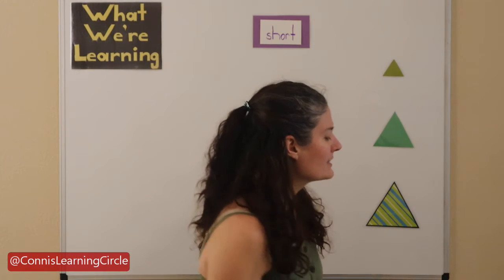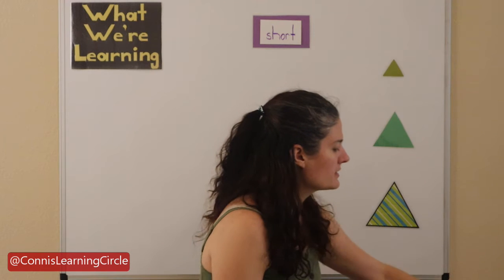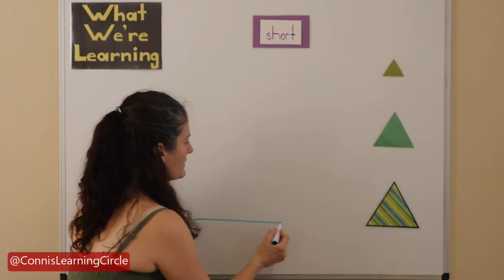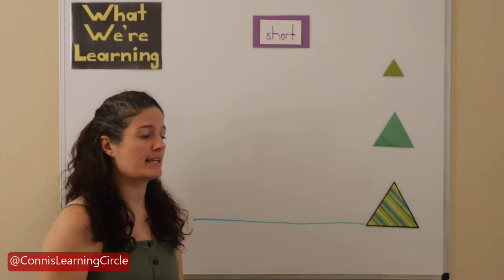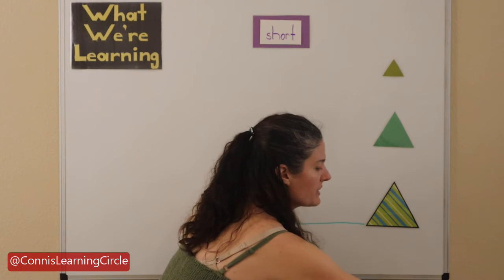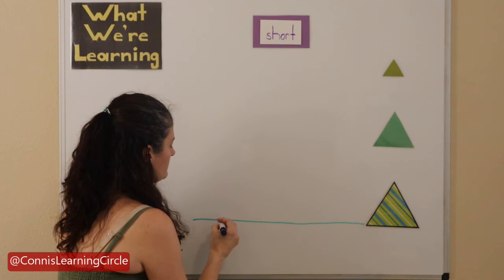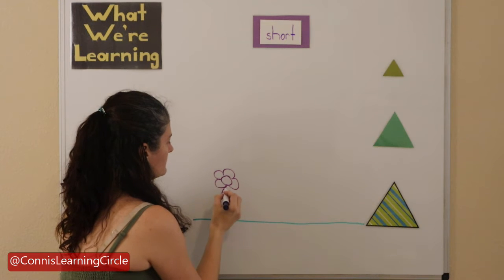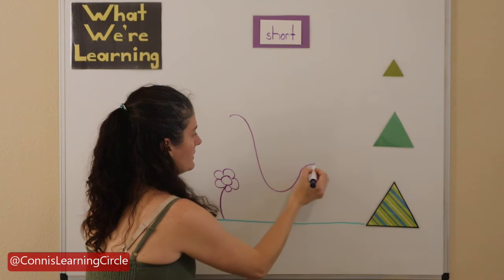Very good. All right, let's see if we can draw some pictures and talk about our concept of short a little bit more together. So, I'm going to draw our line that everything will sit on. Because when we are talking about short and tall, we have to make sure everything is sitting on the same line so we can see how tall or how short they are against each other, right? We have to make sure everybody is starting in the same place. So, I'm going to draw a little flower. And I think I will draw a dinosaur.